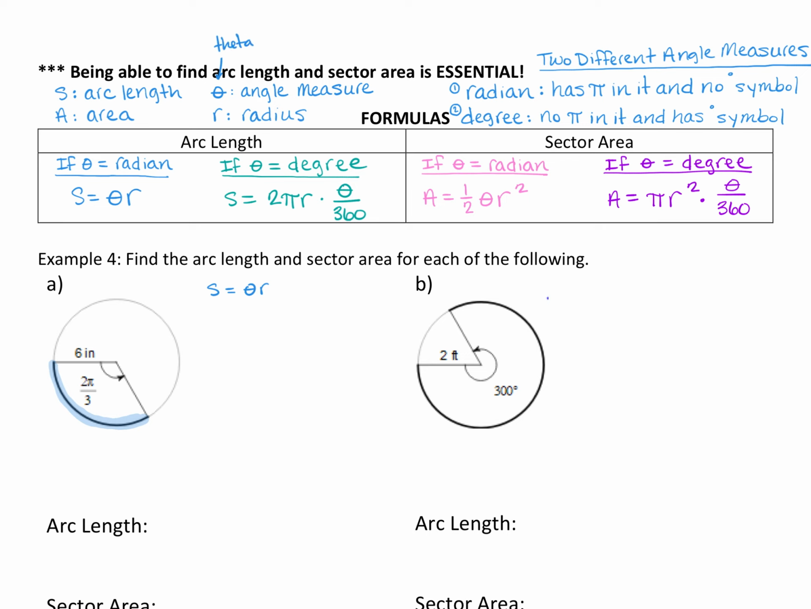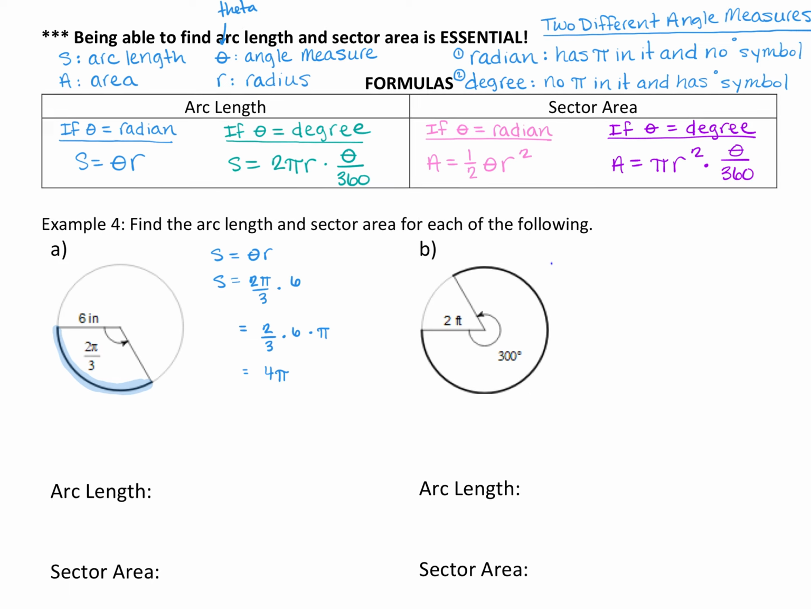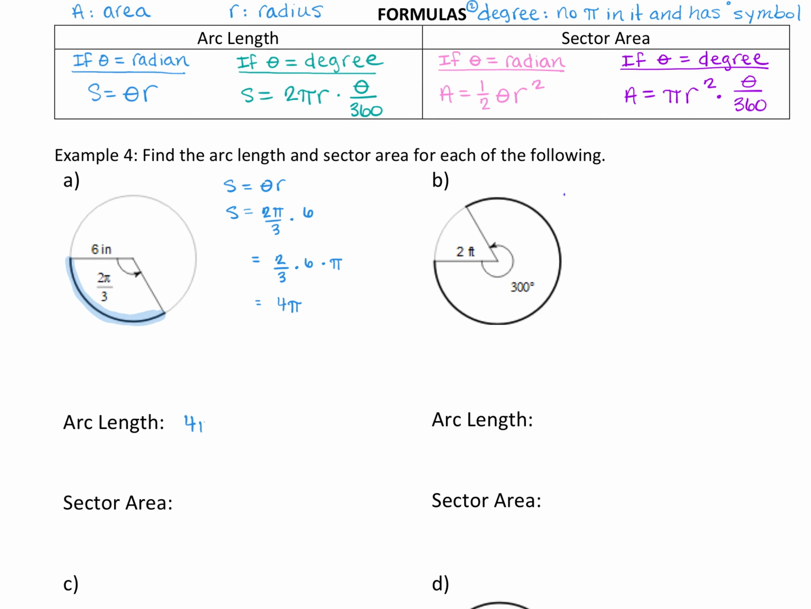And S then is equal to theta, which is 2 pi thirds, multiplied by the radius. The radius is 6. And let's do exact and approximate as well for these. So to find exact, what you're going to do is take that 2/3 and multiply it by 6, and then save the pi for the very end. And so 2/3 times 6, that is 4, and then we have pi. So 4 pi, and then the inches is exact.